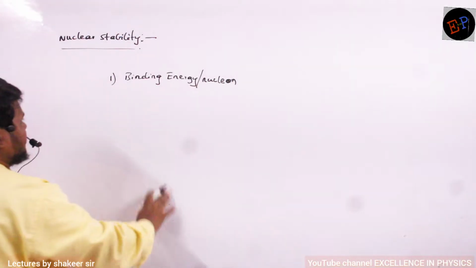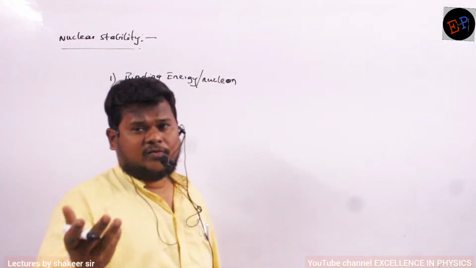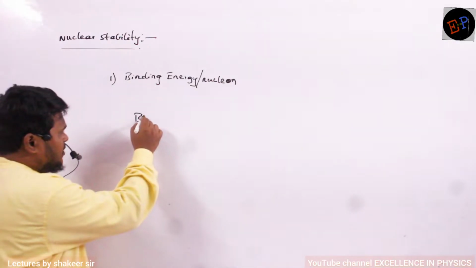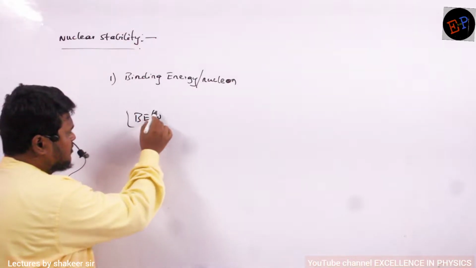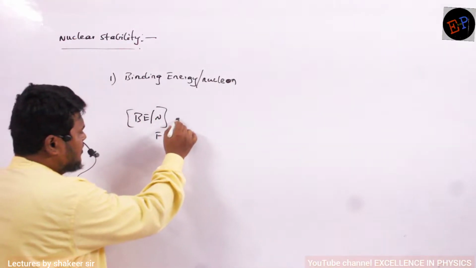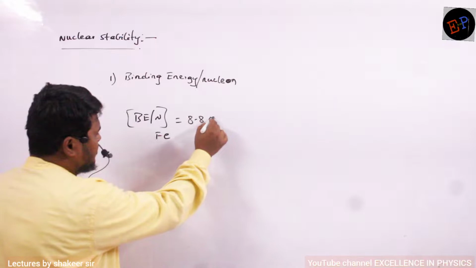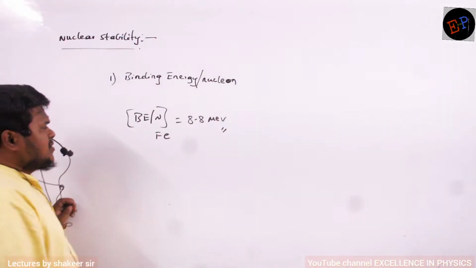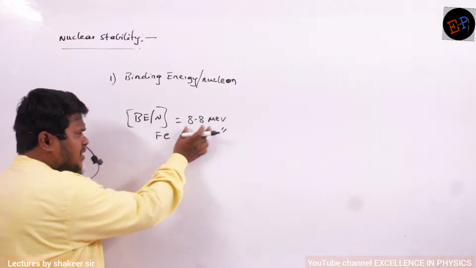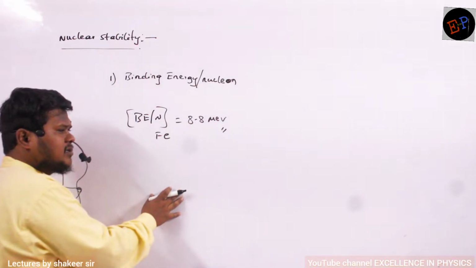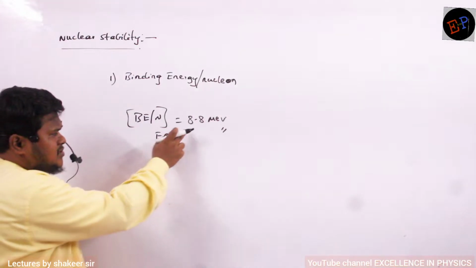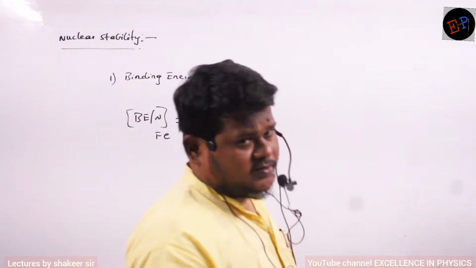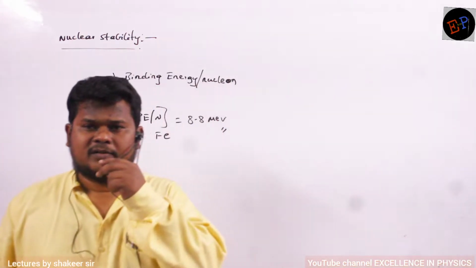If the binding energy per nucleon is maximum, then the nucleus will be stable. Already we have discussed this one. For example, if you take the binding energy per nucleon of iron, it is nearly 8.8 million electron volts. This is the maximum out of all the 118 elements we have. So therefore iron is considered to be the most stable element. So if BEN is maximum, definitely the nucleus will be stable.